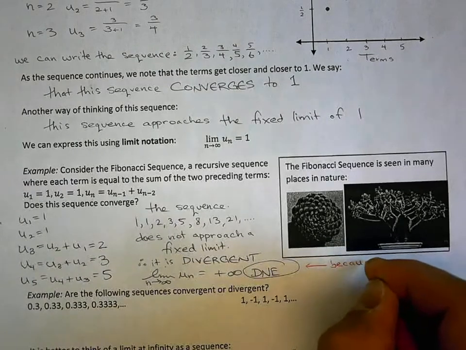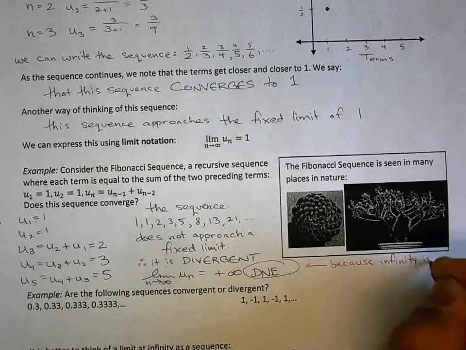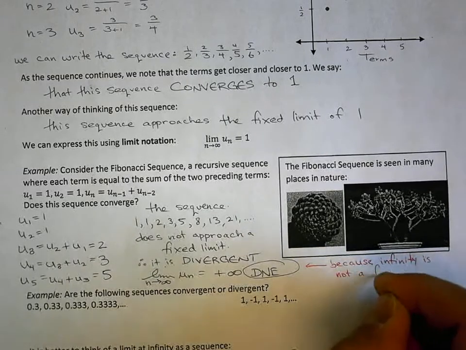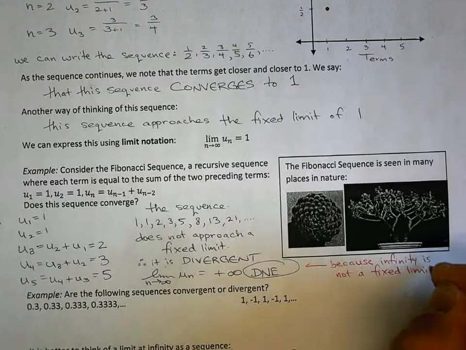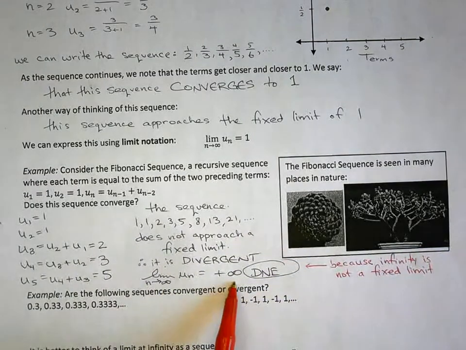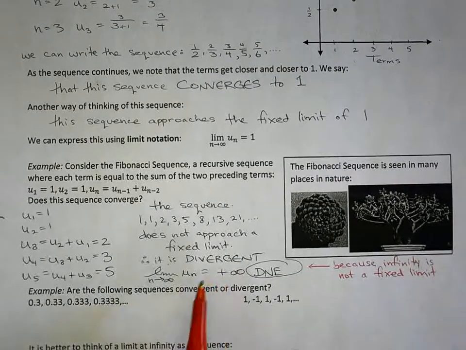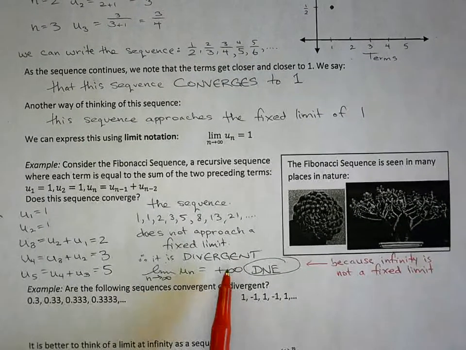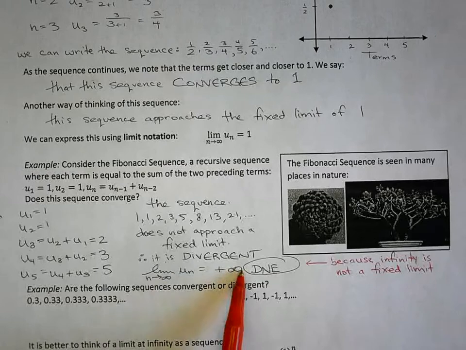because infinity is not a fixed limit. Right? Oh, the limit is infinity. Well, no, it can't be a limit if it's infinity. Infinity is not a limited number. It's some value that is some idea. It's bigger than the biggest number that is possible. So it's impossible for infinity to be a limit. So I would say that this limit does not exist.